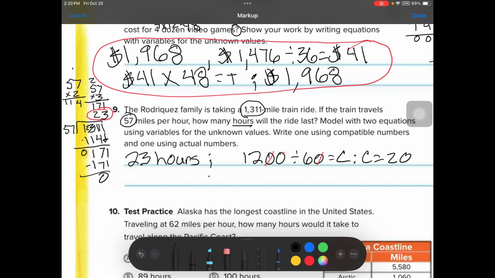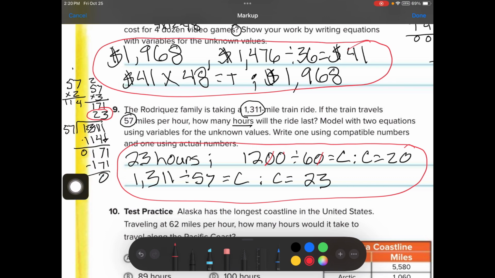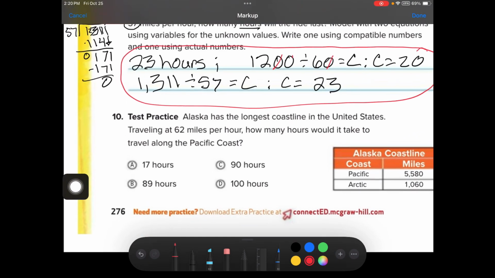Lovely. And then it wants us to write a real equation, which we did over here to the left, but we'll just write it down horizontally so the answer key is happy. We write 1,311 divided by 57, which is this equation right here. We're just writing it a little bit neater, equals C, and then we discovered that C is equal to 23. All right, make sure you have this wrote down and you should be golden. And I need to see this work on a graph paper or onto the side.